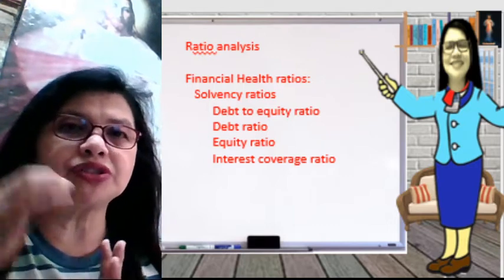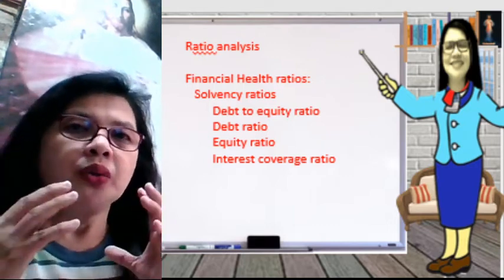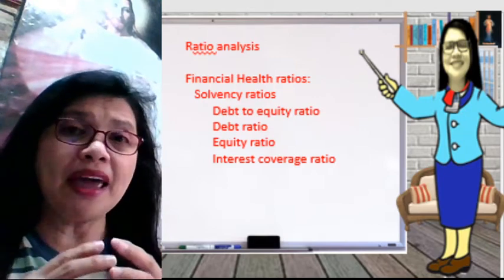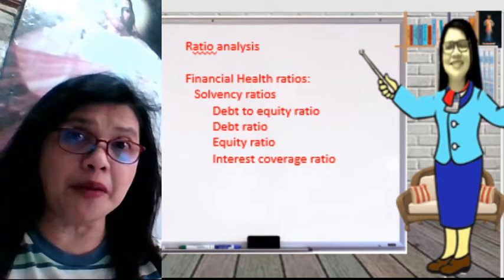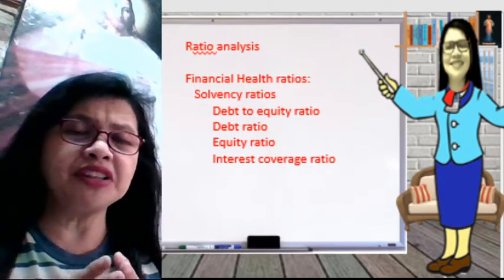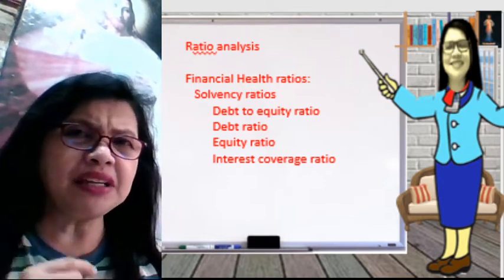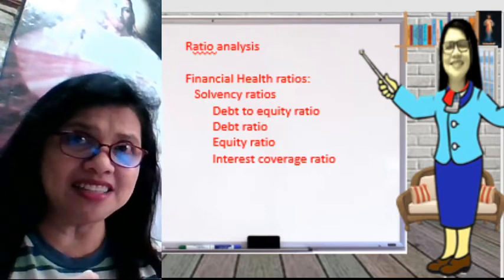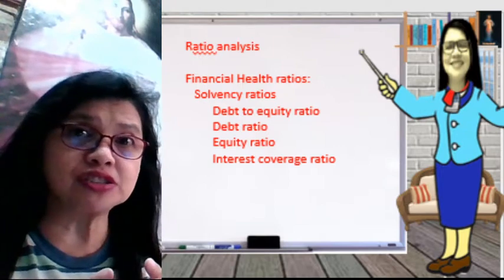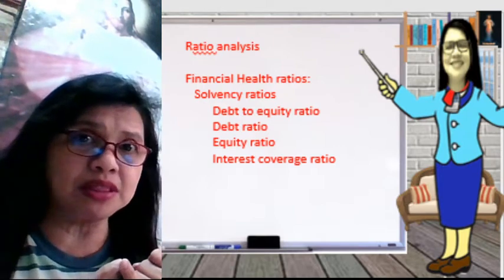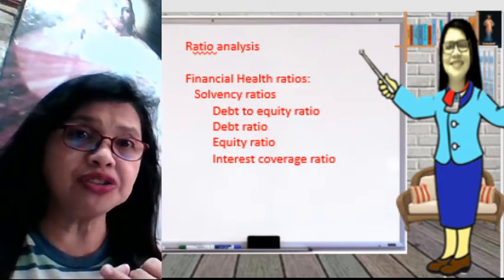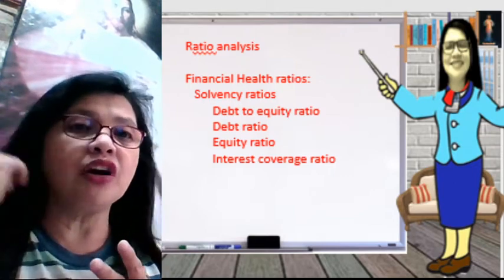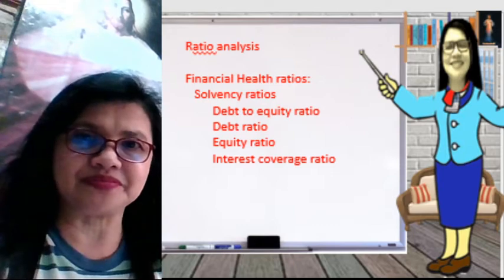When we speak of solvency ratio, we are looking into the ability of the company to pay its long-term obligations. Or the question is, is the company able to pay its long-term liabilities? So the following ratios will be used: debt to equity ratio, debt ratio, equity ratio, and the interest coverage ratio.